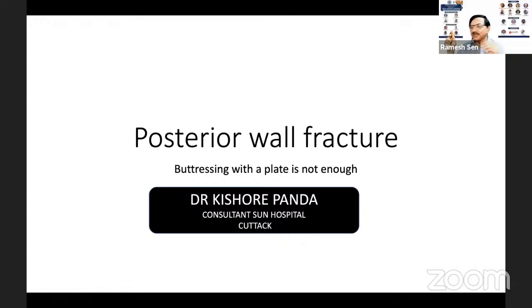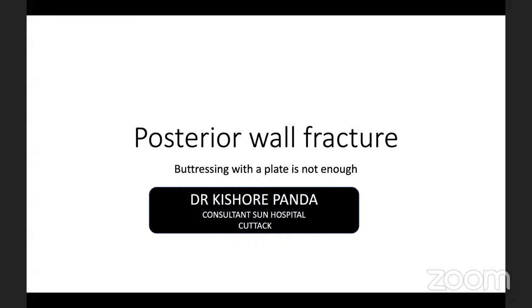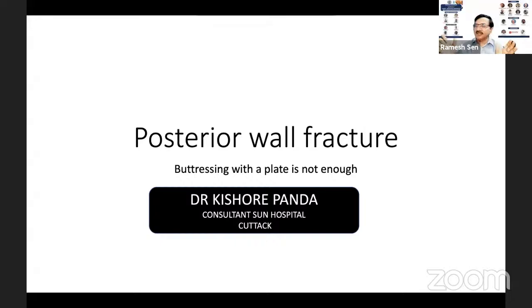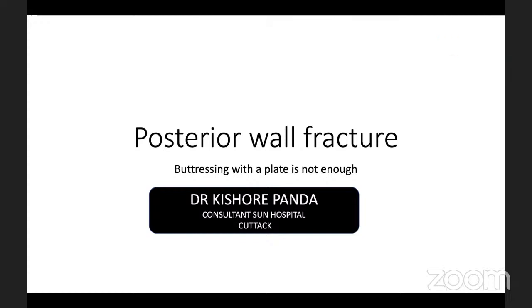Let me add a point that the AO group is coming out with specific instrumentation for AIP, in which all these tools are relatively longer, and even the screw holder, and they are having all those things which are relatively longer.